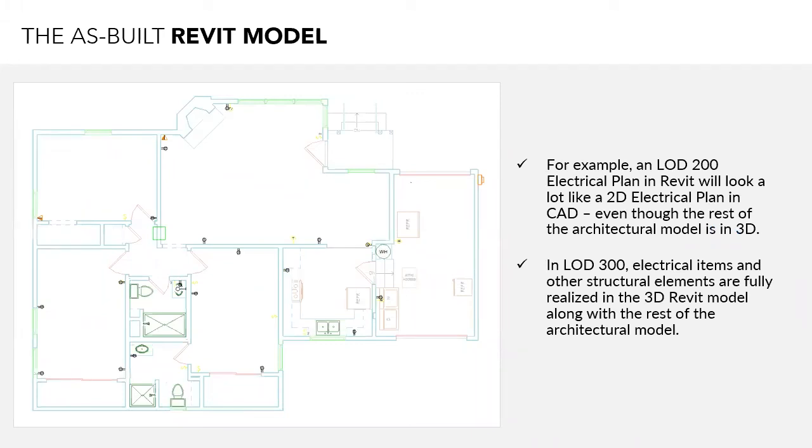So for example, an LOD 200 electrical plan in Revit will look a lot like a 2D electrical plan in CAD, even though the rest of the architectural model is in 3D, because that's just the way the LOD standards set that for LOD 200. However, in LOD 300, electrical items and other structural elements are fully realized in that 3D Revit model along with the rest of the architectural model.